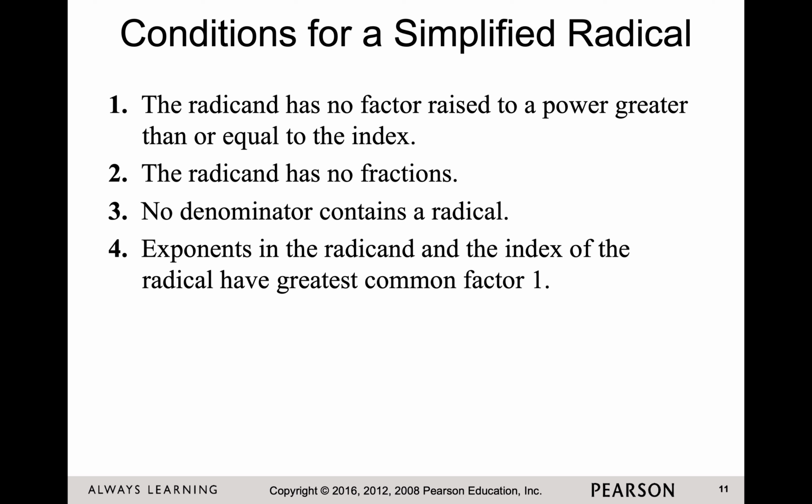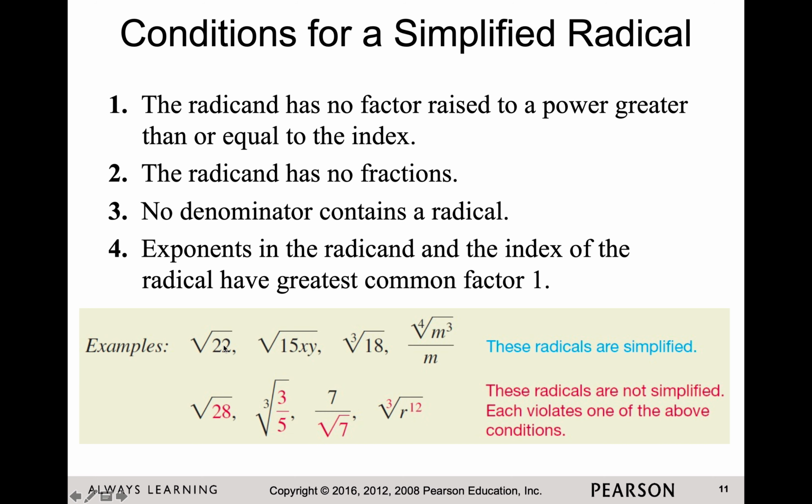Exponents in the radicand and the index of the radical have a greatest common factor of 1. That means that when I'm looking at the n value and the m value, they have no common factor, which means they don't divide evenly, like we just saw with x to the 2/3. There's nothing I can do, so I can leave that as a cube root of x squared.